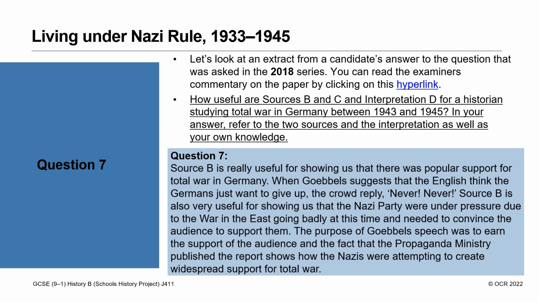Question 7. Source B is really useful for showing us that there was popular support for total war in Germany. When Goebbels suggests that the English think the Germans just want to give up, the crowd reply, never, never. Source B is also very useful for showing us that the Nazi Party were under pressure due to the war in the East going badly at this time and needed to convince the audience to support them. The purpose of Goebbels' speech was to earn the support of the audience, and the fact that the propaganda ministry published the report shows how the Nazis were attempting to create widespread support for total war.